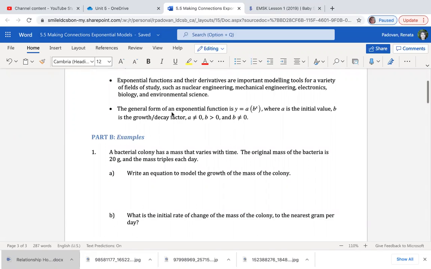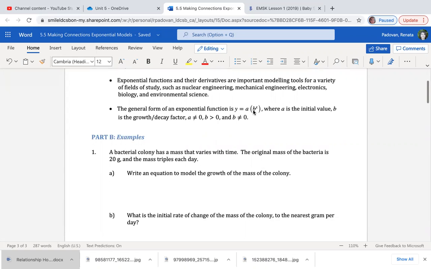The general form of an exponential function is, again, y equals a times b to the exponent x, just a review from grade 11, where a is the initial value, right? B is the growth and decay factor, whether it's growth, greater than 1, or decay, between 0 and 1. So again, A cannot equal 0 and B cannot equal 0, and B has to be greater than 0.